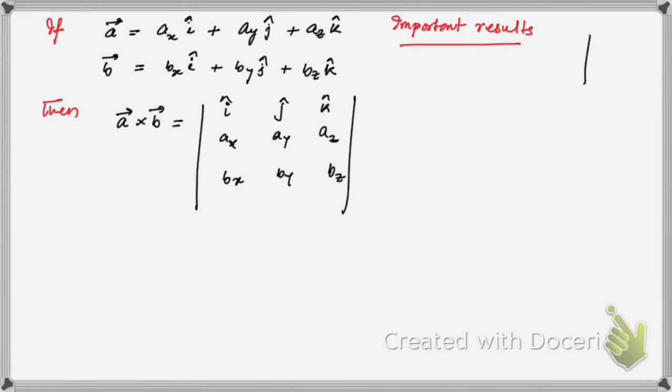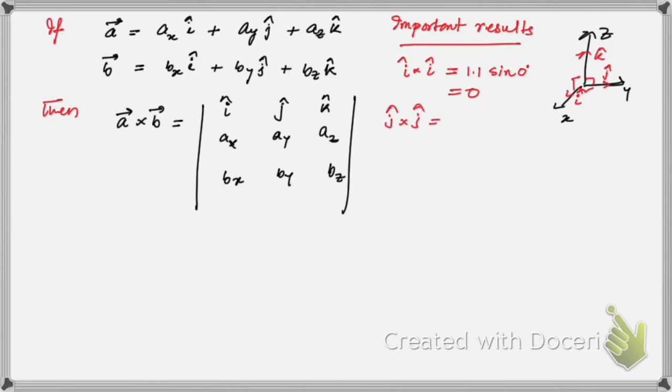let me tell you some important results. Okay, so this is the coordinate system, suppose x, y, z, and the unit vector along the x-axis is i cap, that along the y-axis is j cap, and the unit vector along the z-axis is k cap. Now if you find i cross i, the angle between i and i will definitely be 0. Then i cross i, the magnitude of the unit vector is 1, into sine 0 degree, and sine 0 is 0, so it's going to be 0. So similarly j cap cross j cap will be 0, and k cap cross k cap will also be 0.